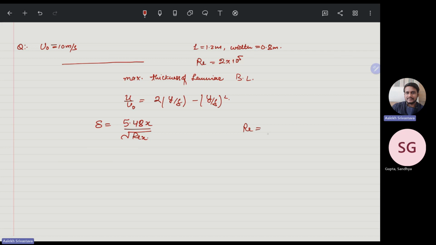If you say it is rho v x by mu, we need to solve what is x. We don't know what is x. The kinematic viscosity of air is 0.15 Stokes. We don't know the value of x for which this Reynolds number will occur. So we will first find what is x. So x is equal to Re into mu by velocity.